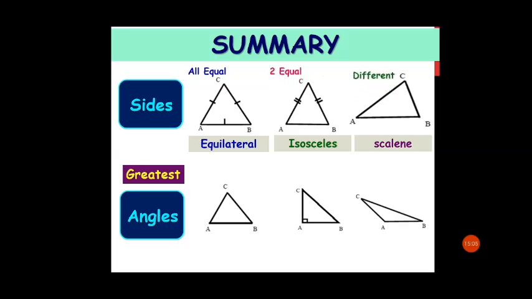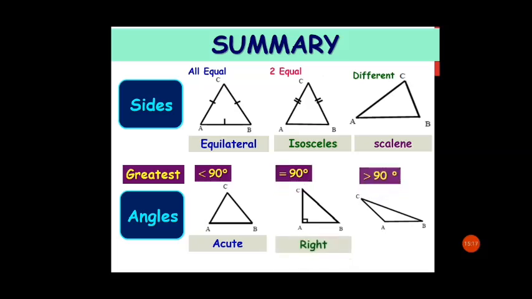According to the angles, we will first pick the greatest angle. If the greatest angle is less than 90, it will be acute angle triangle. If it's equal to 90, it will be right angle triangle. If it's greater than 90, it will be obtuse angle triangle.